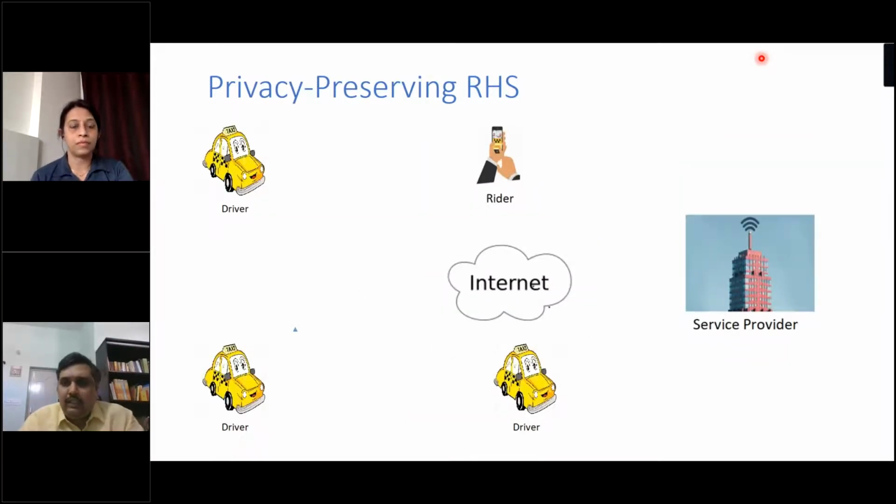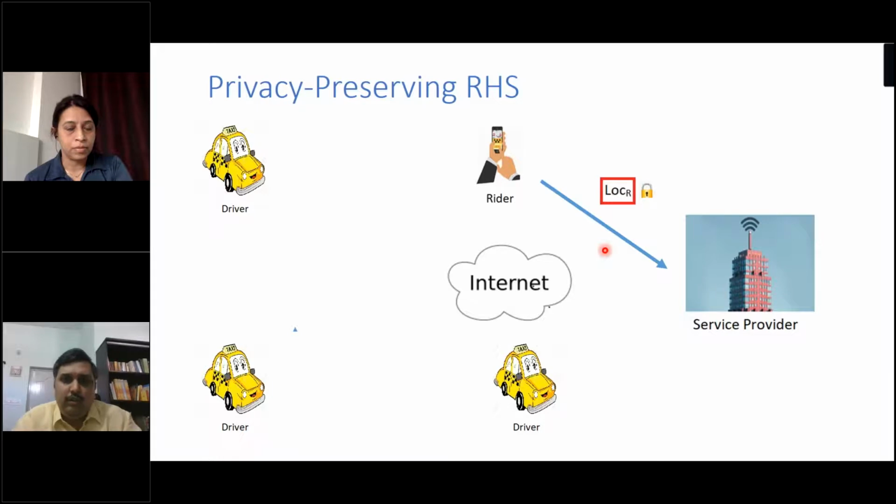I'm sure most of you are aware of this. Now let's try to apply a normal encryption technique in the context of our ride-hailing services, in order to offer better privacy guarantees for the rider and driver from the service provider. You see the service provider on the right. There is a rider, and then there are many drivers. They're all connected via the internet.